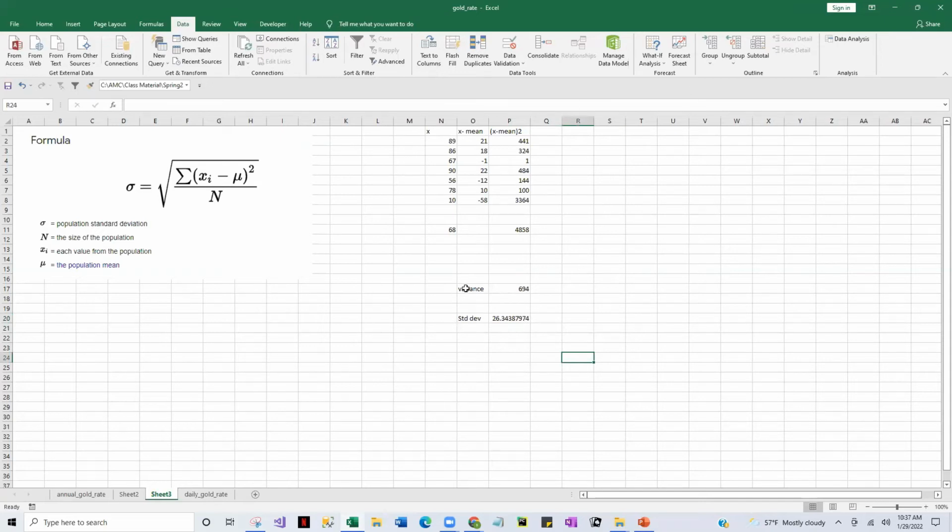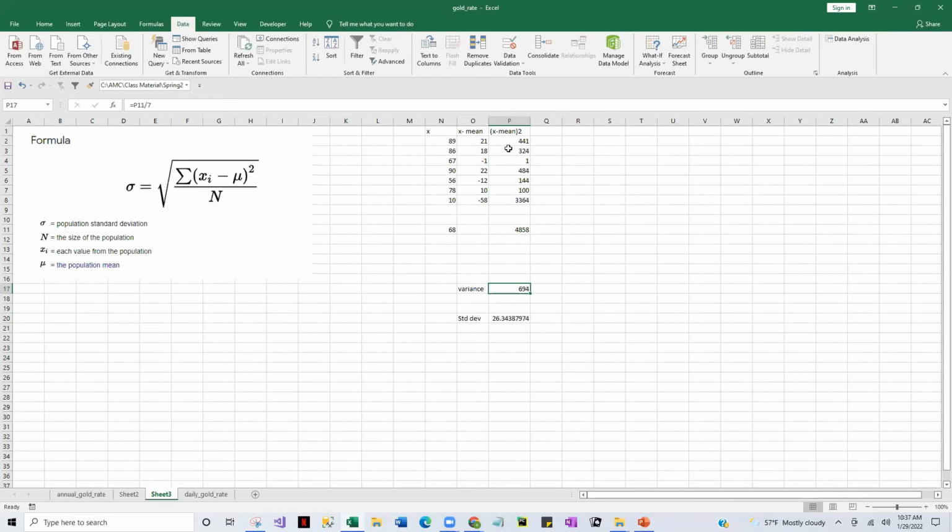So what's your question? You want to know what is variance? Yeah, how do you find it? The variance is nothing but this part without the square root of it. So standard deviation is the square root of variance.